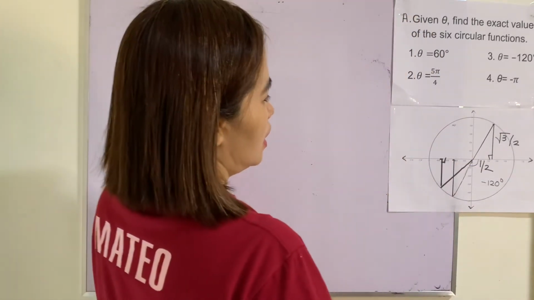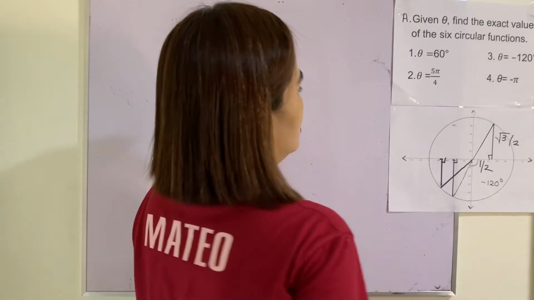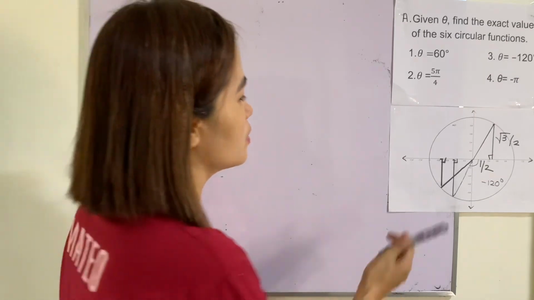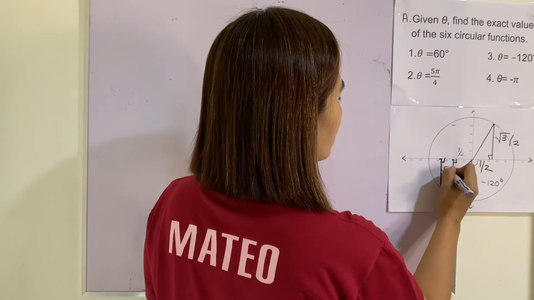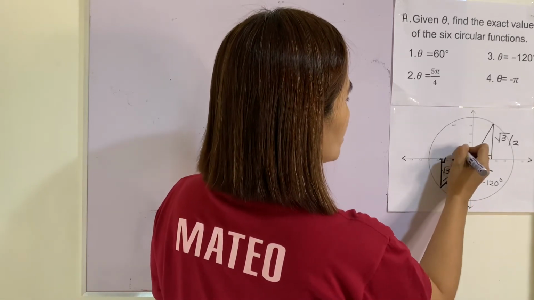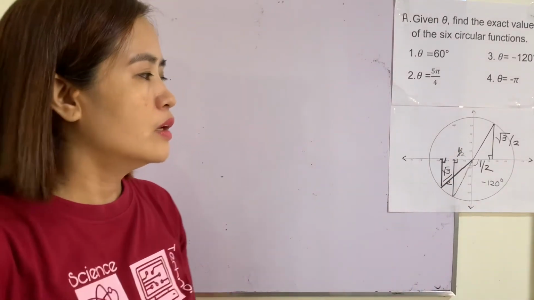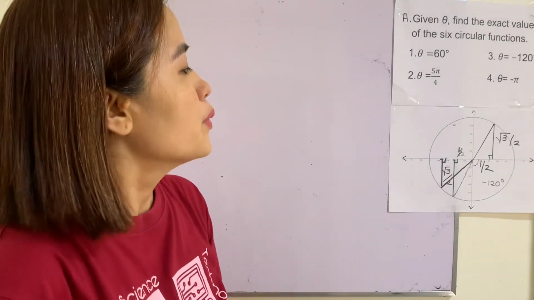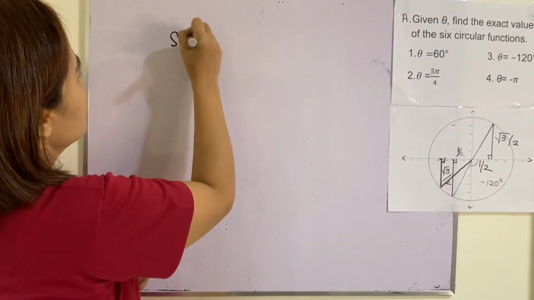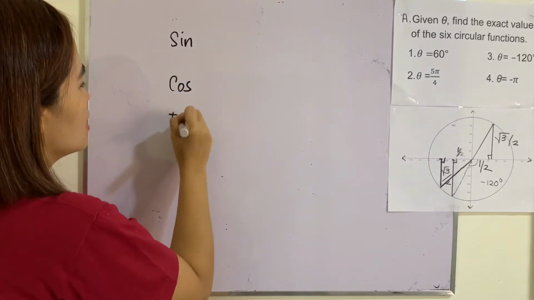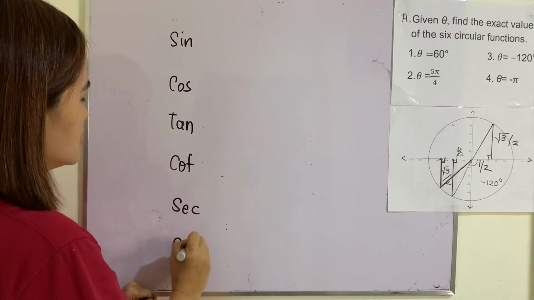So this one is a 30-60 right triangle. So the shorter side is of course equivalent to 1/2. And the longer side is equivalent to square root of 3 over 2. Again, shorter side 1/2, and then the longer side is square root of 3 over 2. We can now find, of course, the 6 trigonometric functions here: sine, cosine, tangent, cotangent, secant, and cosecant.